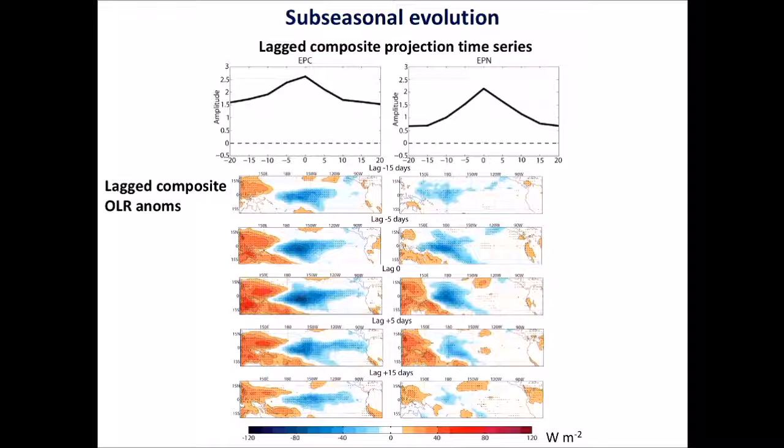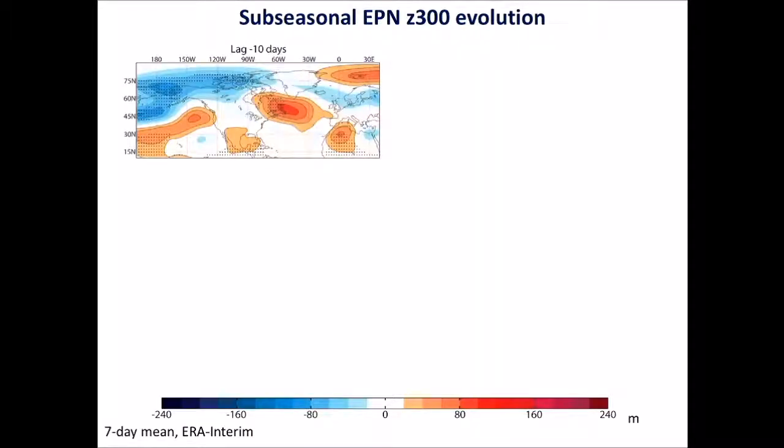Okay, so we could also look at the evolution of the 300 millibar heights on the subseasonal time scale. And I'm going to focus on the non-convective Eastern Pacific events because these are the ones that are most distinct from the canonical El Nino response, and they're also where we don't have a strong signal-to-noise ratio on the seasonal time scale. But this is 10 days before peak. You can see most of the anomalies are weak, except over the northwestern Pacific. We have this low over high dipole.